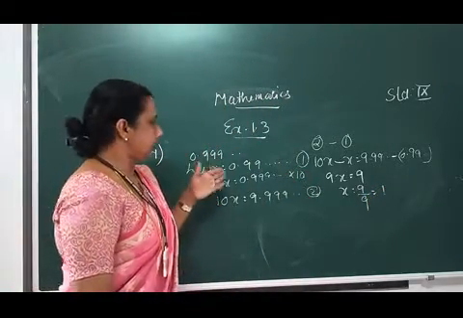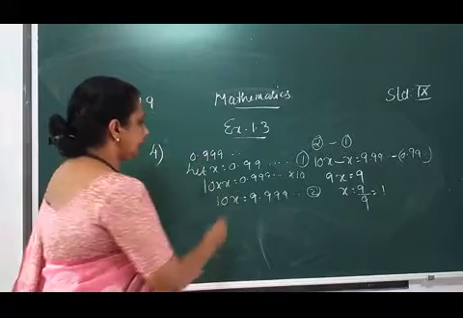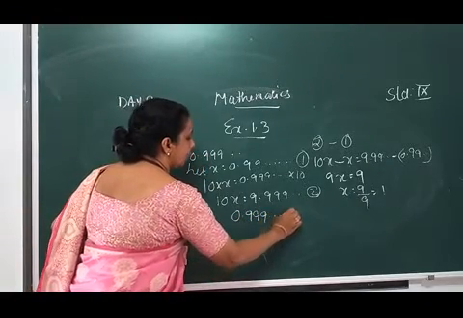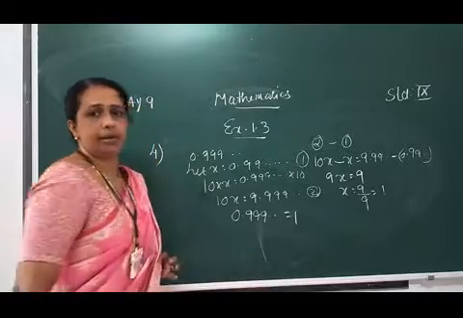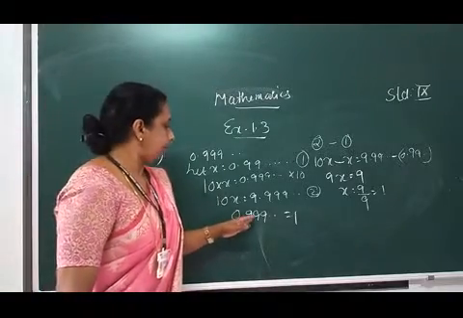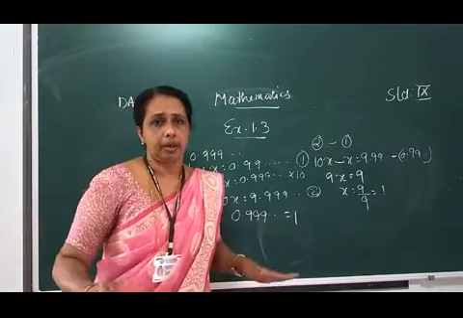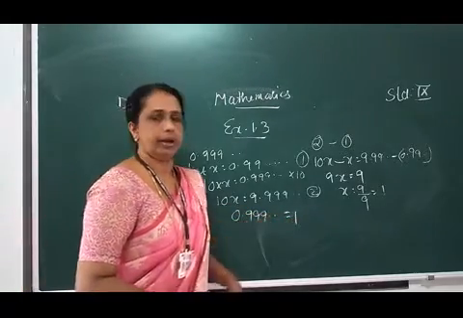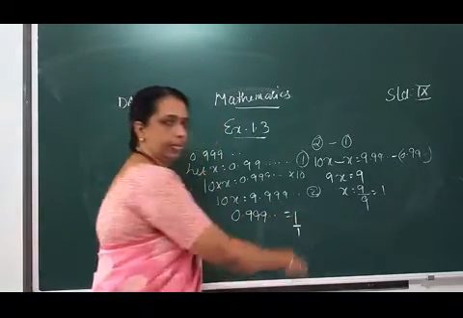Are you surprised by this answer? Because we get 0.999 etc. is equal to 1. Yes, we are surprised because 0.99 etc. is not equal to 1. But here we get the answer. Its rational form is 1, that is 1 by 1.